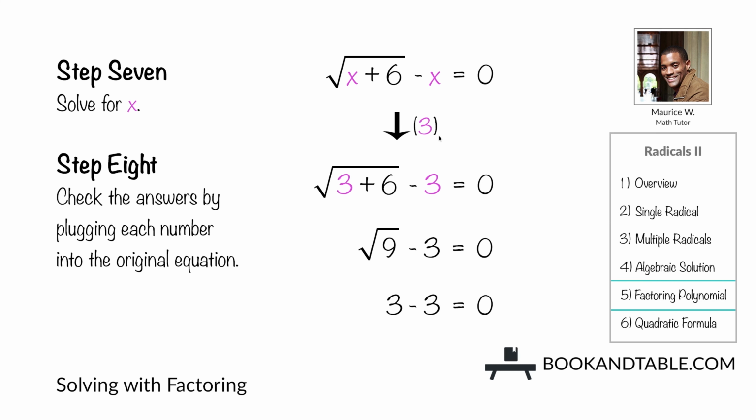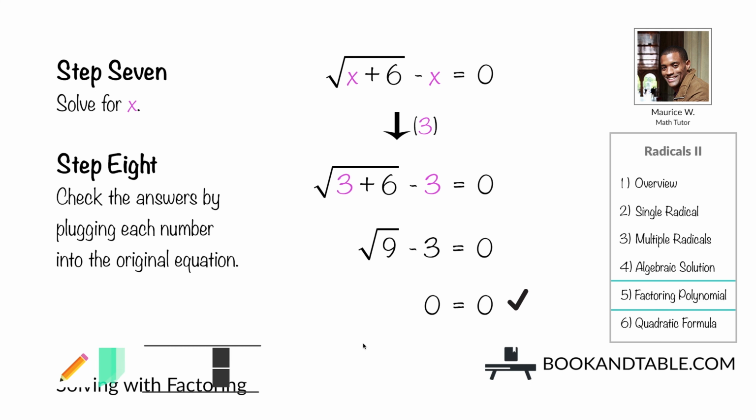Let's test the second answer that we got, positive 3. 3 plus 6 is 9. The square root of 9 is 3. And 3 minus 3 gives you 0, confirming the left side of the equation equals the right side of the equation when x is equal to 3. So the only correct value for x in this question is positive 3. So that is an example of a radical equation that you would solve utilizing factoring to solve for x.